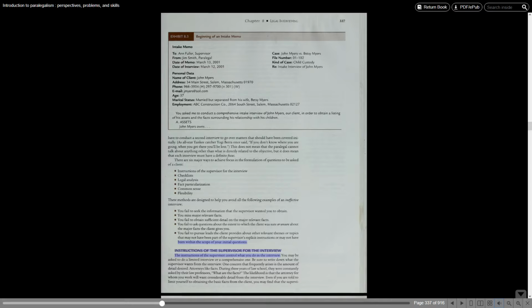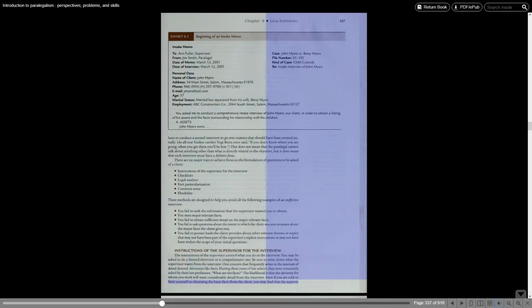Instructions of the supervisor for the interview. The instructions of the supervisor control what you do in the interview. You may be asked to do a limited interview, or a comprehensive one. Be sure to write down what the supervisor wants from the interview. One concern that frequently arises is the amount of detail desired. Attorneys like facts. During three years of law school, they were constantly asked by their law professors, what are the facts? The likelihood is that the attorney for whom you work will want considerable detail from the interview.